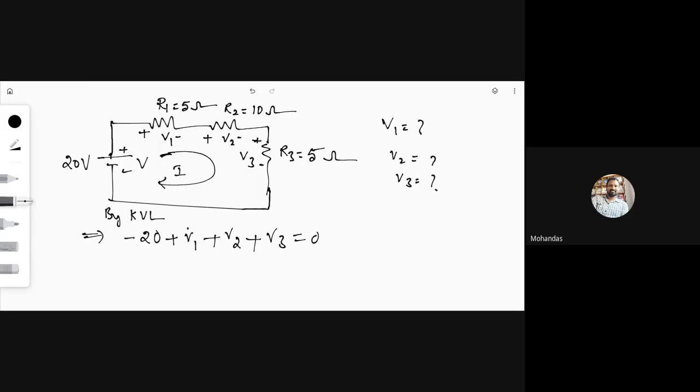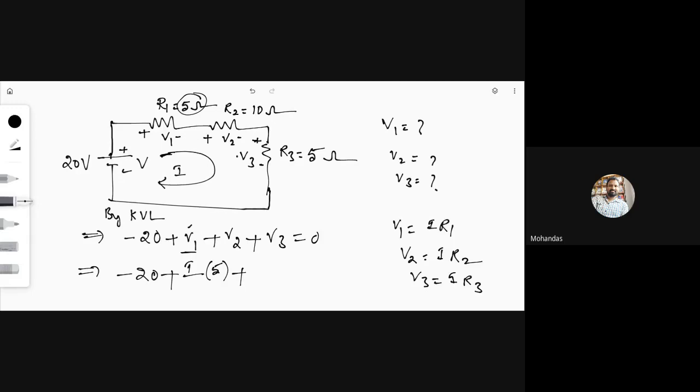But by using Ohm's law, what is the V1 here? V1 equal to I into R1. Same, V2 equal to I into R2. V3 equal to I into R3, because all these are connected in series, the same current is flowing in the circuit. So let us substitute minus 20 plus, instead of V1, I into R1 value 5. Likewise, V2 is I into 10 ohms. Plus V3 is I into 5, which is equal to 0.